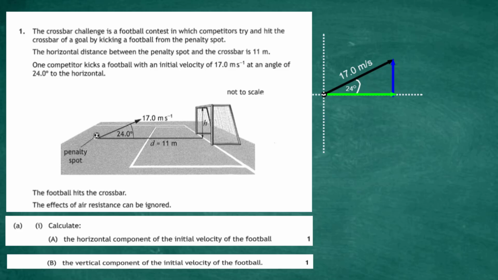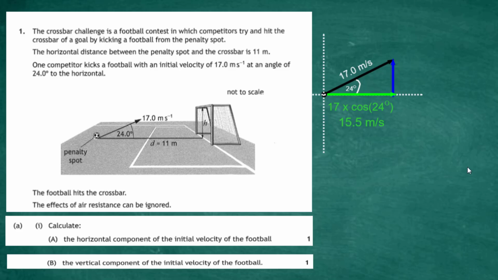So the horizontal component is indeed 17 times cos 24. Always remember that cos is on the ground, and that's how I always remember putting it into the diagram. But always rely on your trigonometry to get the correct answer. 17 times cos 24 for the horizontal component, therefore it's going to have a magnitude of 15.5 metres per second.